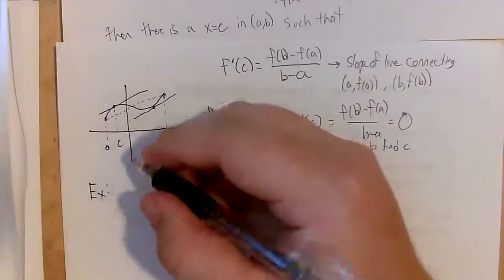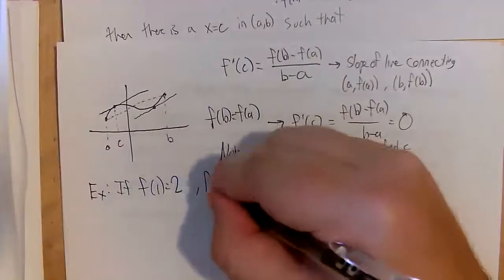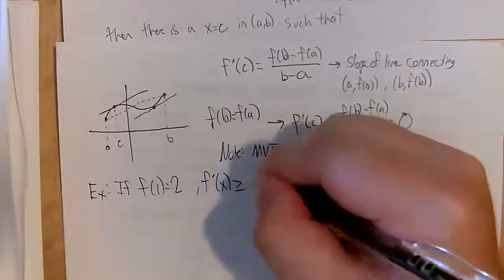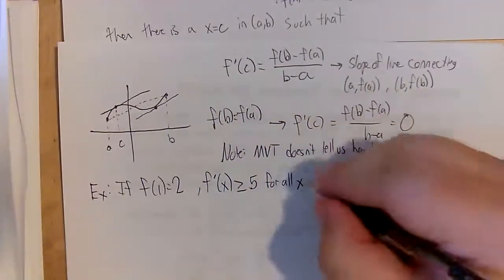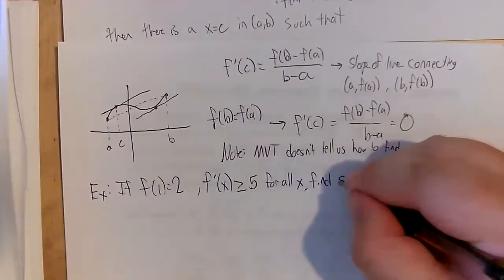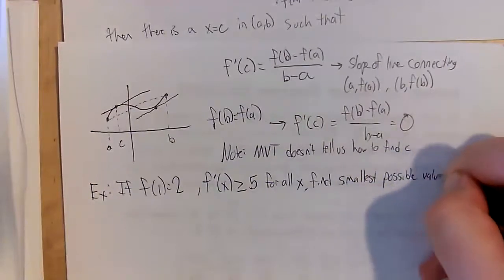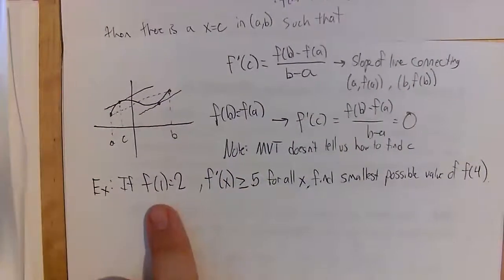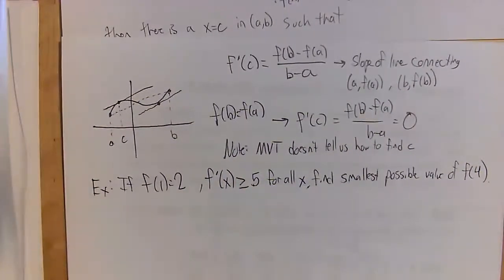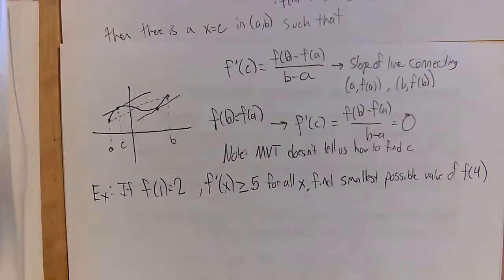All right, let's say that f of 1 is equal to 2 and f prime of x is greater than or equal to 5 for all x. What we want to do is find the smallest possible value of f of 4. So this is our objective here. We know what the function is at 1, it's going to be 2, and we want to find out what the smallest possible value is at 4 if we know that f prime is always going to be greater than or equal to 5 here.